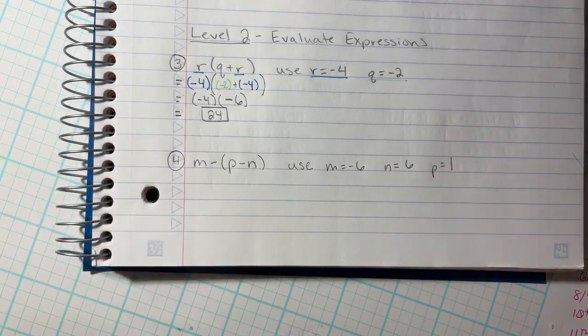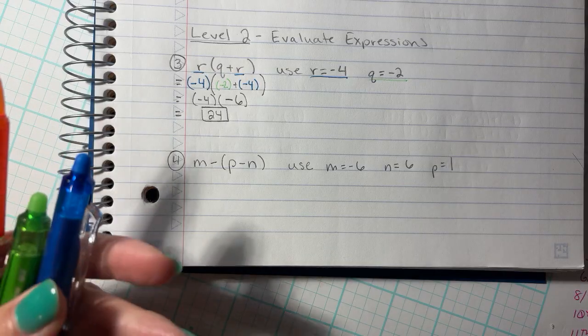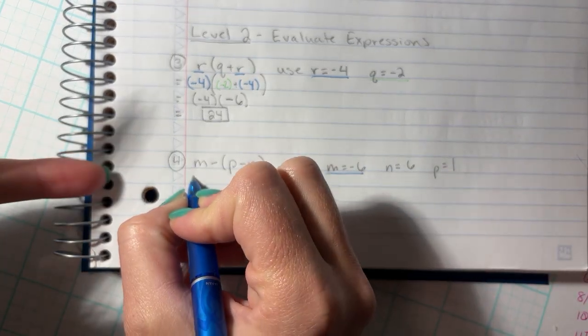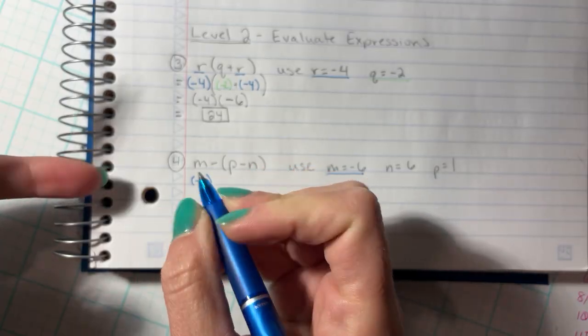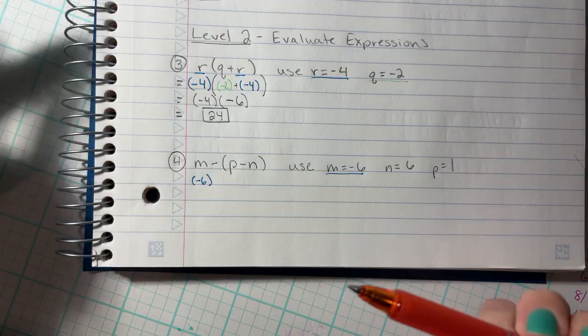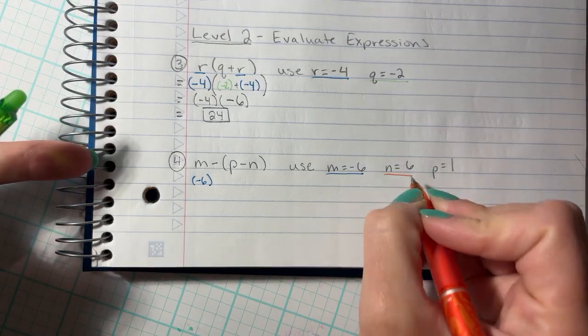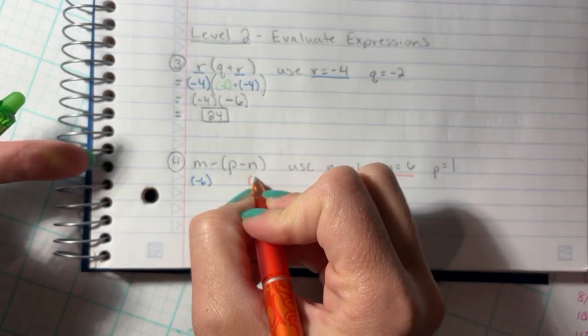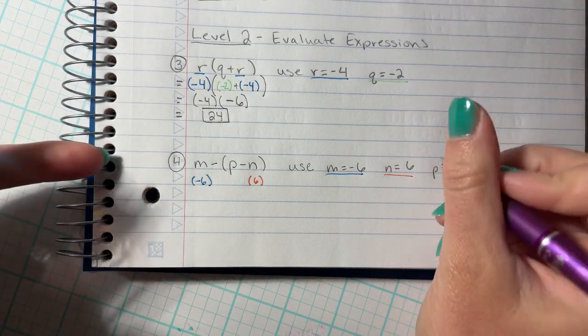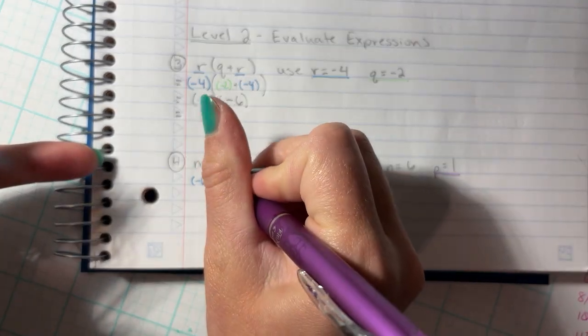All right, number 4 here. Same thing, but this time we got 3 letters going on. So we got m equals -6, so I'm going to replace this m with a -6. We have, I'll use not the green because it's kind of light, n equals 6, so I'm going to replace this n with a 6. And then we got p equals 1, so I'm going to replace the p with a 1.